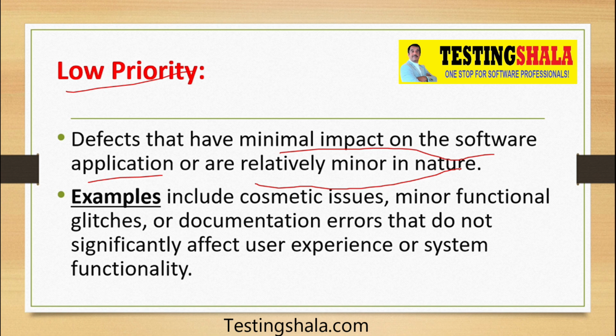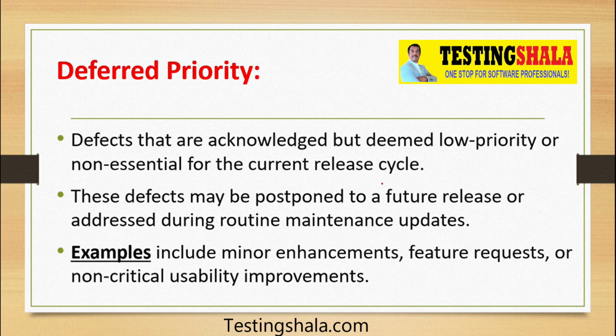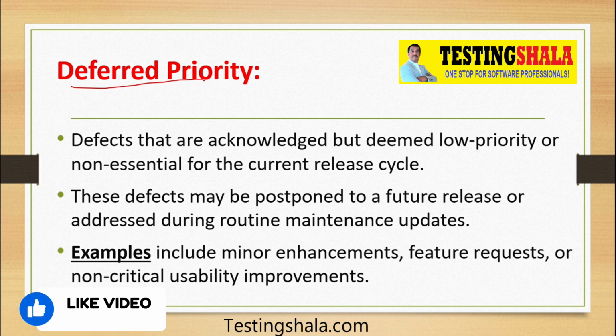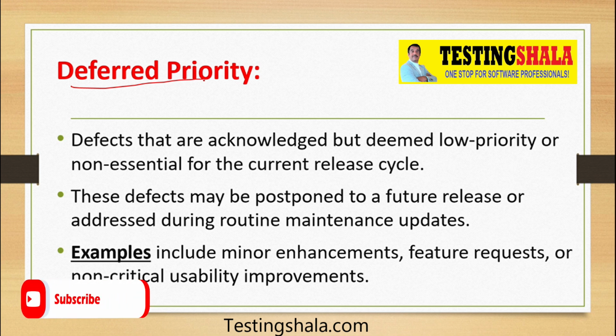The next one is deferred priority. Deferred priority is defects that are acknowledged. These are defects, but they can be fixed in the next releases and so on, because as of now this defect is not that high a priority, and even without fixing it, it is fine. That kind of defect we are going to move into the next release cycle. These defects may be postponed to future releases or addressed during routine maintenance updates or patches. That kind of defect we categorize under deferred priority.